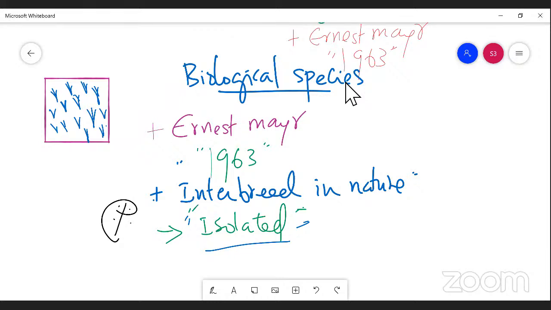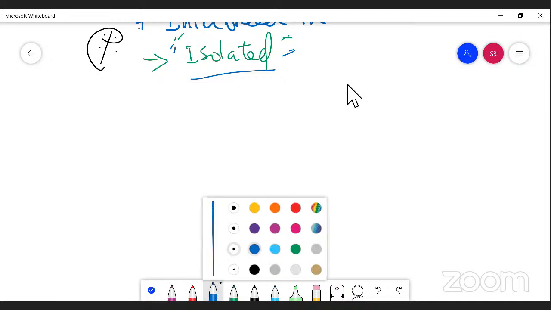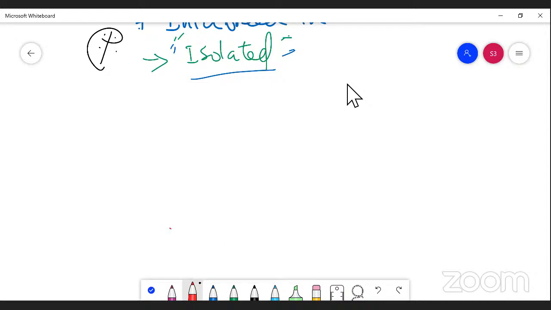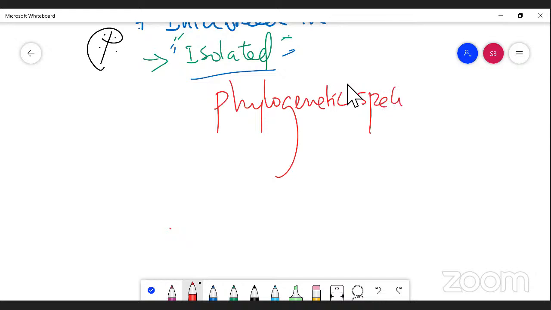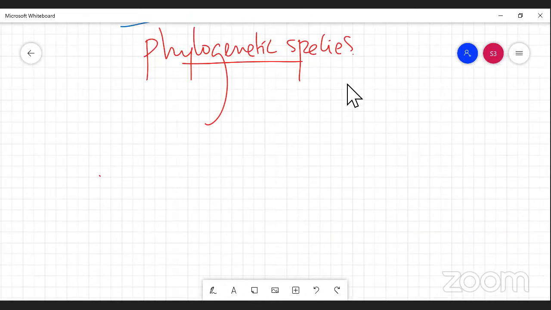So next we pass on to phylogenetic species. As I said, phylogenetic species are nothing but an evolutionary species that forms a lineage of a group of population, a group of individuals, right? Simply, phylogenetic species show the evolutionary sequences. Evolutionarily, the species are originated and involved, right? So they are called phylogenetic species.